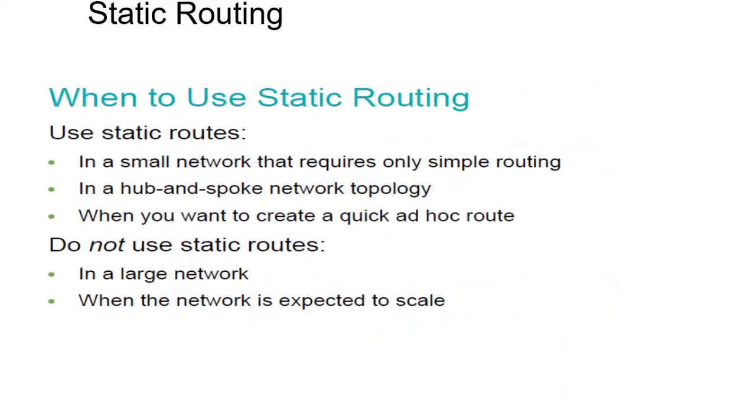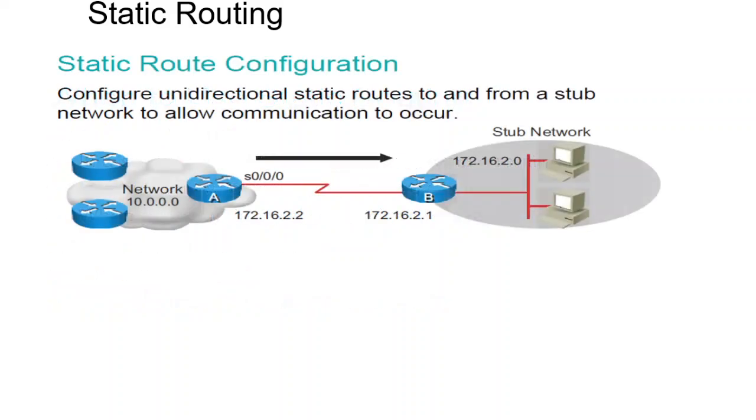But when to use it? Of course, we don't forget static routes. We always use them in small networks that require simple routing, in a hub and spoke network topology, or when we want to create a quick and ad hoc route. Of course, we don't want static routing in a large network where the network is expected to scale, as we don't want to put all the IPs in one by one and have to change it every time we scale it up.